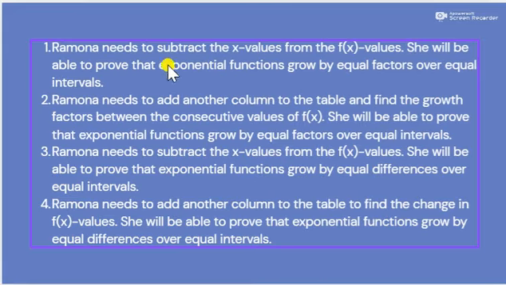Those are your 4 choices for what she needs to do next, and then you need to figure out what she can prove based on that next step. I'm not going to do it for you.